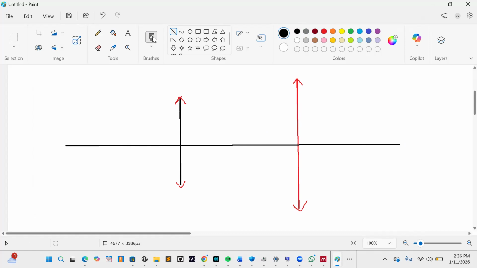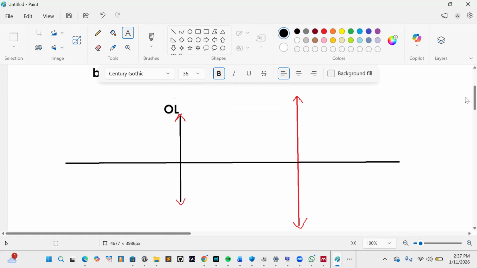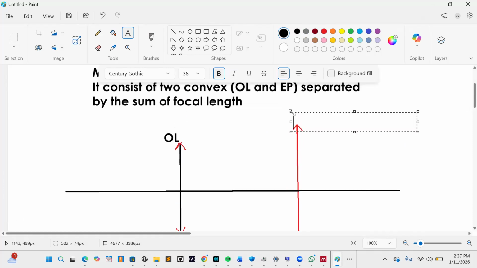And the first lens, which is the smaller one, is the objective lens. So this first one is the objective lens, and this other one is the eyepiece. So the objective lens and the eyepiece.